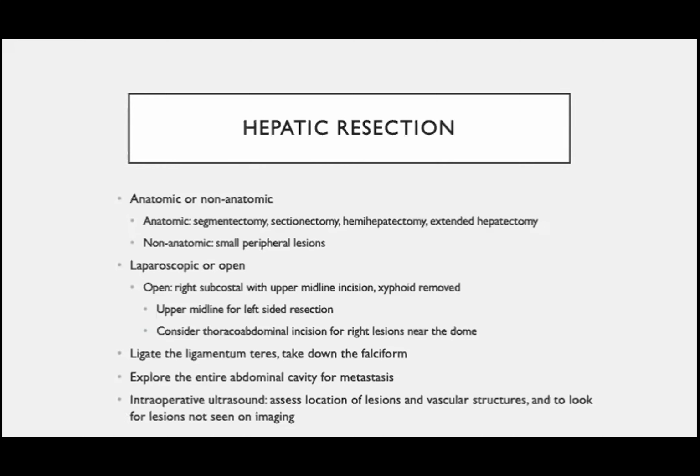You would always explore the entire abdominal cavity for mets. Intraoperative ultrasound is really useful. You can assess for the location of lesion and vascular structures and to look for lesions that were not seen on imaging. I'm going to skip over some of that stuff.